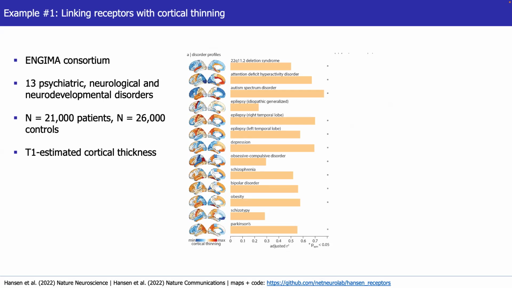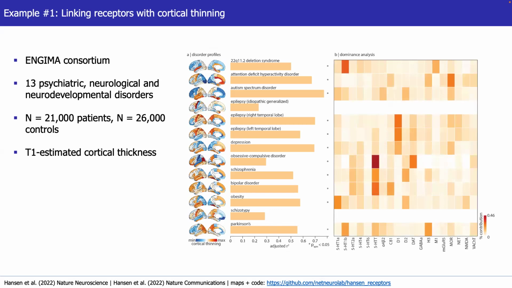And what you're seeing is that we actually can predict most of them very well. These are very large R squares. We do so above and beyond the effects of spatial autocorrelation. As I discussed, the two diseases where we don't do so well are idiopathic generalized epilepsy, where I'm not sure you would even expect a neurotransmitter receptor signature to be important, and schizotypy, which is not really a disease, it's more of a trait.